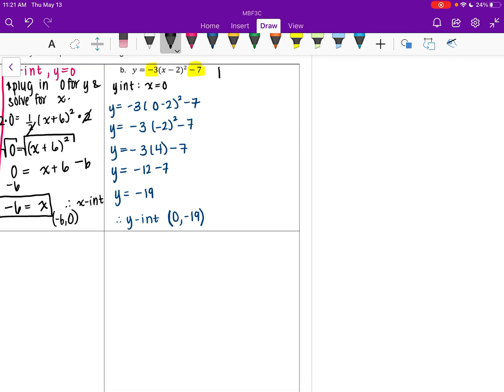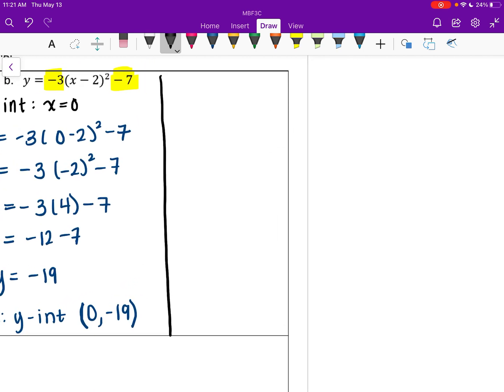Now let's go find our x-intercepts. Even though we know we're not going to have them, I'm going to show you how to do this mathematically. You're going to do the same thing. You're going to say the x-intercept is when y is equal to 0. And we're just going to solve. And you'll see why you'll get no solution. Minus 2 squared minus 7.